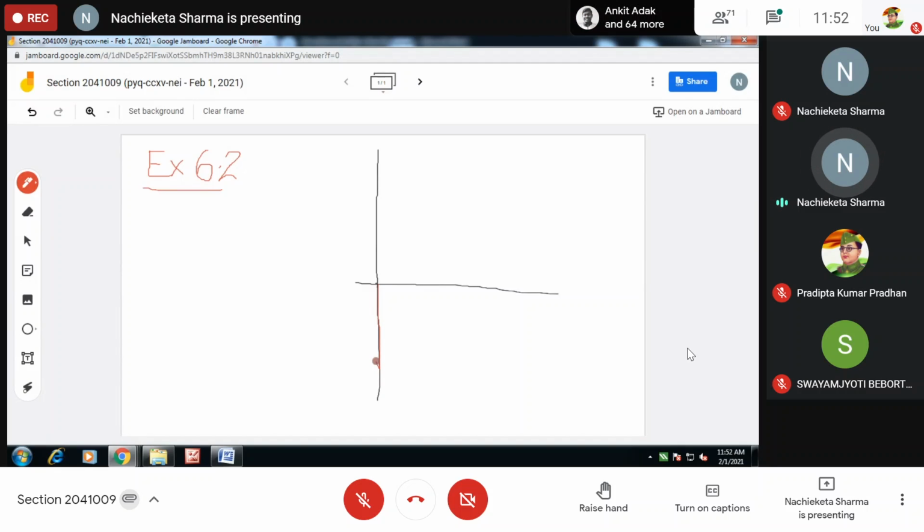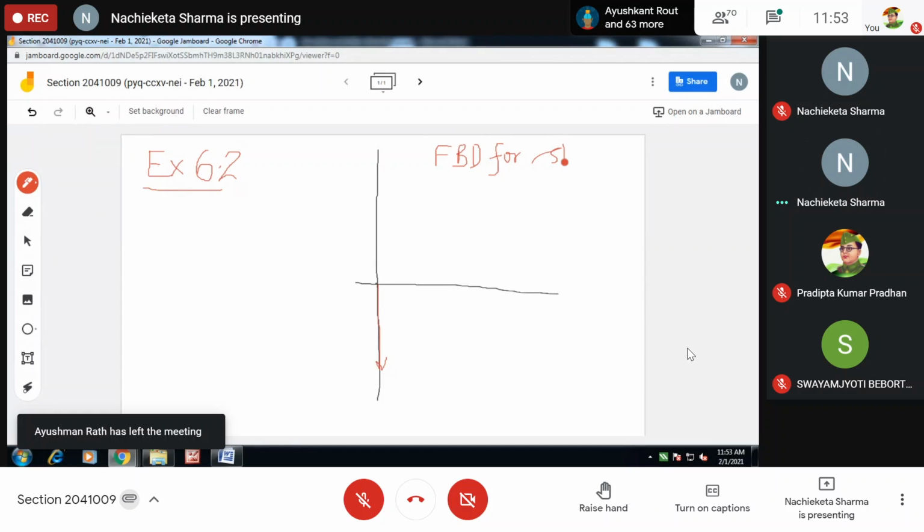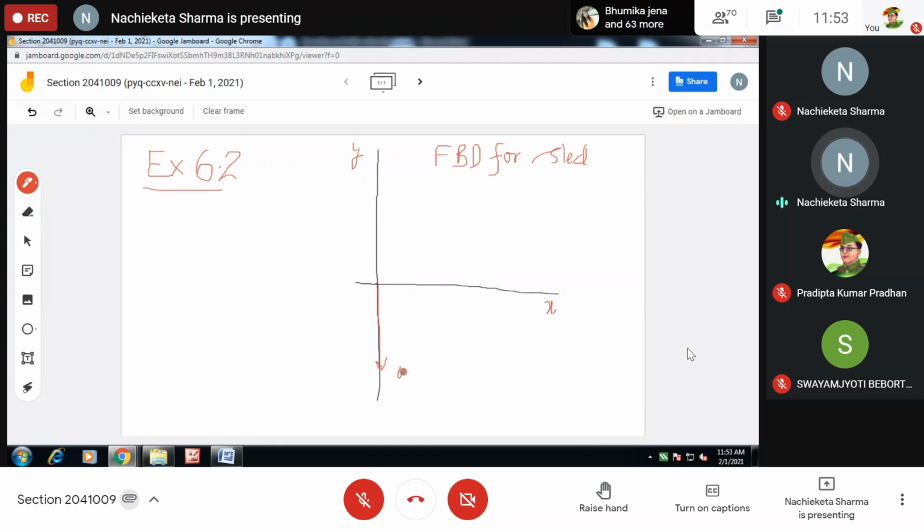Free body diagram for sled. This is the FBD for the sled. This is the x-axis. This is the y-axis. So this is the weight, which is given as 14,700 Newton.